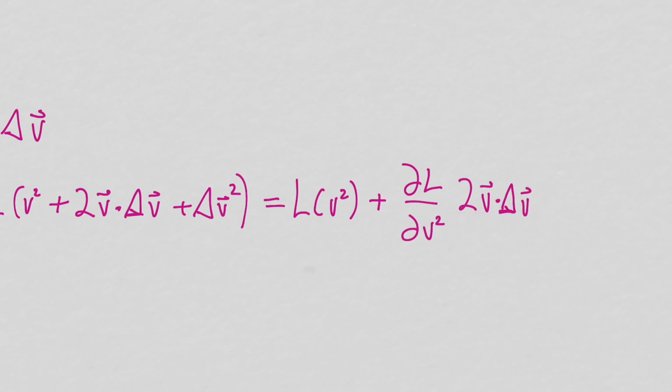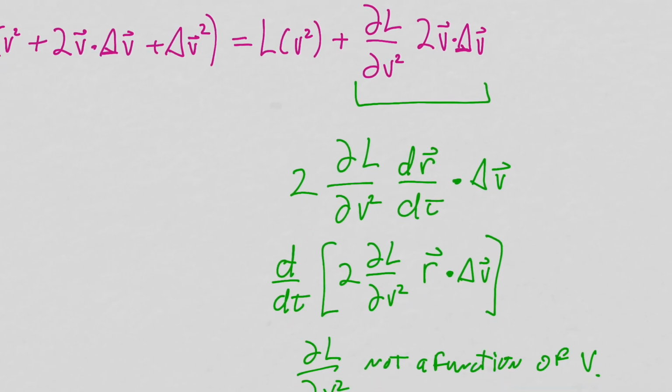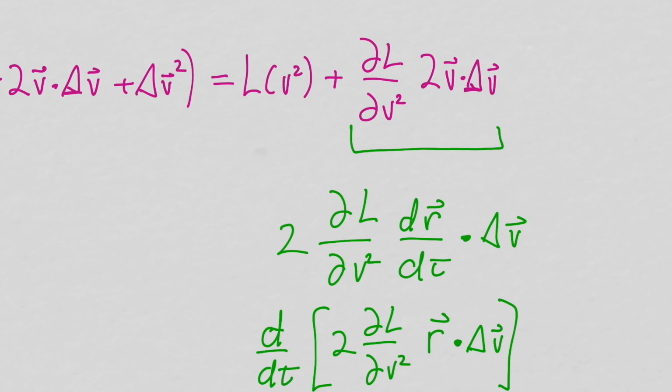The velocity, that's a property of the particle. We can't really change the property of the particle, but we can select a Lagrangian in such a way that this whole piece becomes a total time derivative. And the way we do that is we're looking at just this part.